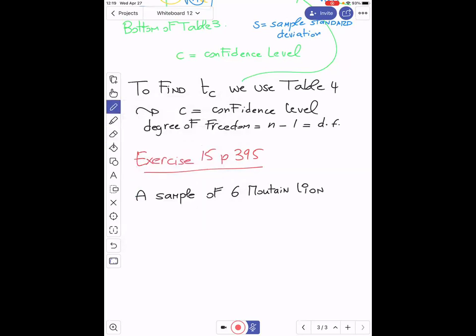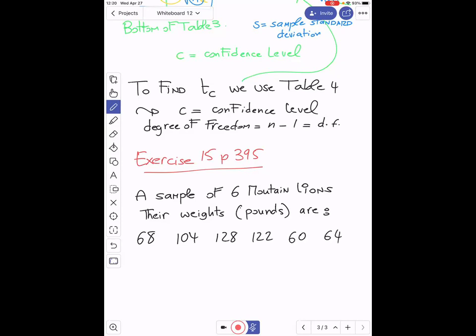So we have this sample of 6 mountain lions, and their weights are the following. The weights are in pounds, of course. So we have 68, 104, 128, 122, 60, and then 64.